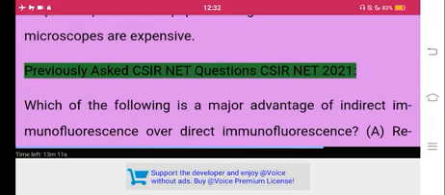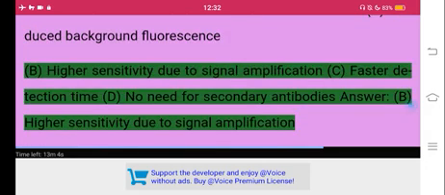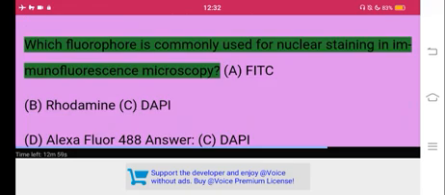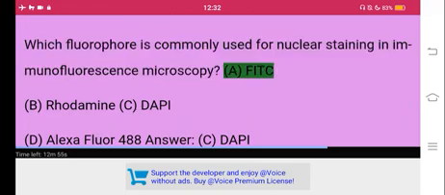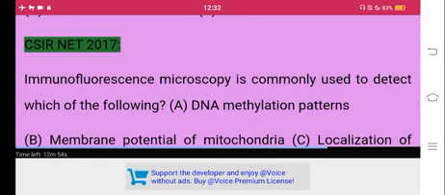Previously asked CSIR NET question, CSIR NET 2021. Which of the following is a major advantage of indirect immunofluorescence over direct immunofluorescence? A. Reduced background fluorescence. B. Higher sensitivity due to signal amplification. C. Faster detection time. D. No need for secondary antibodies. Answer: B. Higher sensitivity due to signal amplification. CSIR NET 2019. Which fluorophore is commonly used for nuclear staining in immunofluorescence microscopy? A. FITC. B. Rhodamine. C. DAPI. D. Alexa Fluor 488. Answer: C. DAPI.